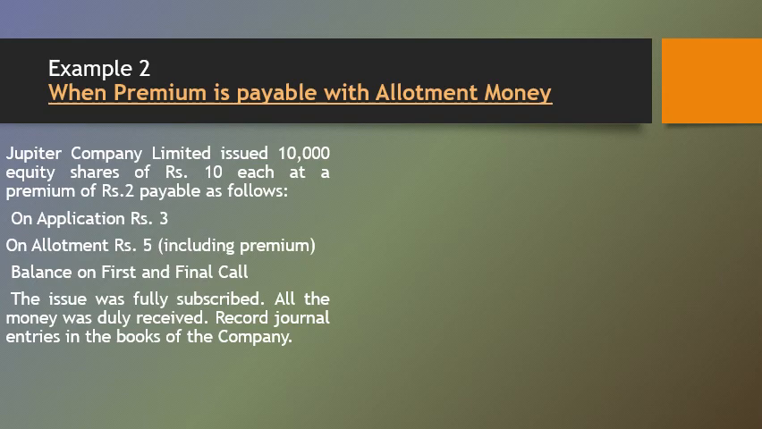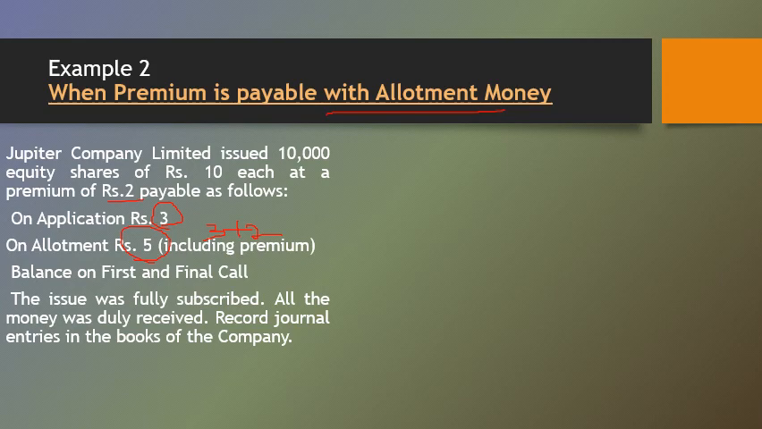Then here is our example 2, which deals with when the premium is payable with the allotment money. Same problem, but the premium is payable with the allotment money. The company issued 10,000 shares of rupees 10 at a premium of rupees 2, payable as rupees 3 on application and rupees 5 on allotment, including premium. So our premium amount is rupees 2 here, so the balance will be the allotment money. So 5 minus 2, 3 will be the allotment money, and the balance on first and final call. So let's see how we can record this transaction.